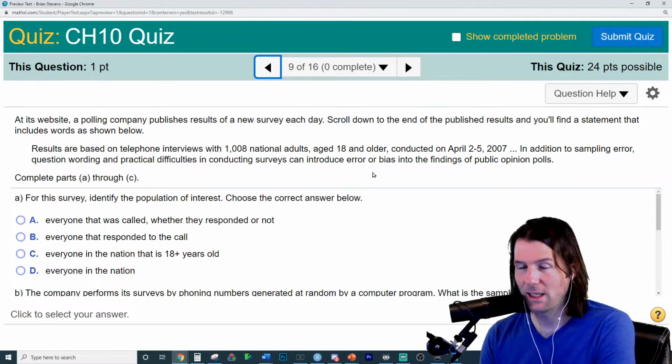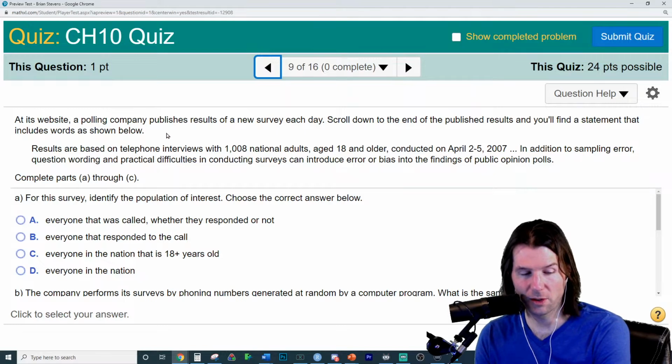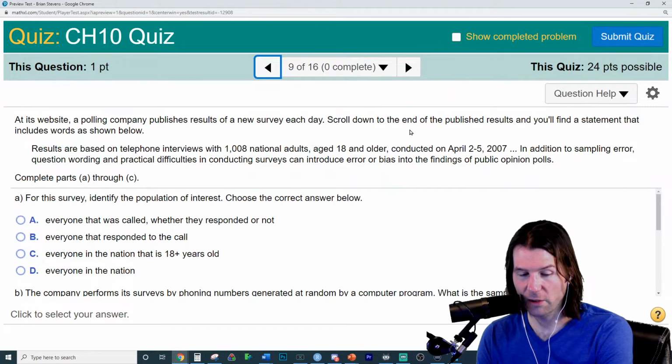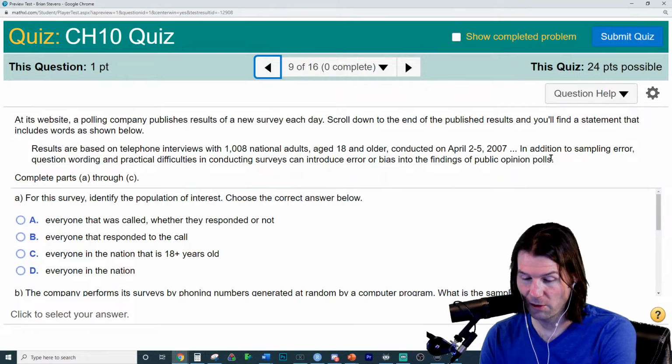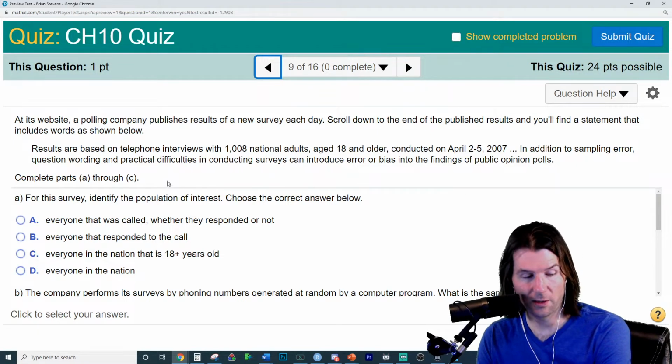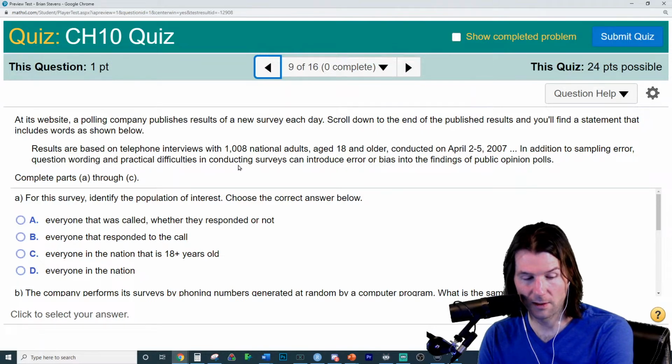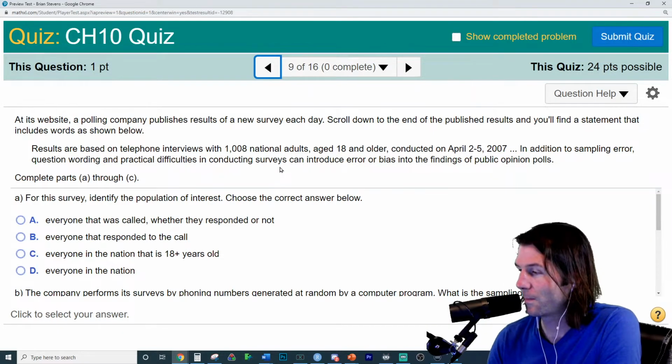At a website, a polling company publishes results of a new survey every day. Scrolling to the end of the published results, you'll see a statement that shows this. Results are based on telephone interviews of 1,008 national adults aged 18 or older. In addition to sampling error, question wording and practical difficulties in conducting surveys can introduce errors or bias into the findings of public opinion. Wow, that's very nice of them.